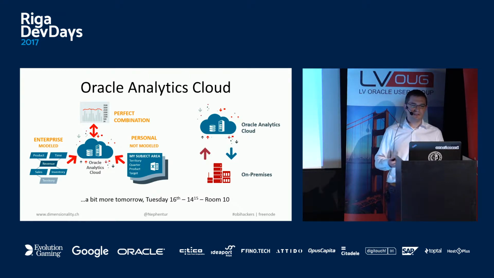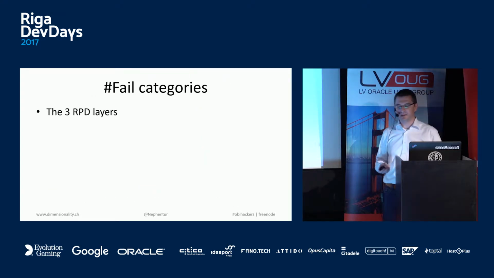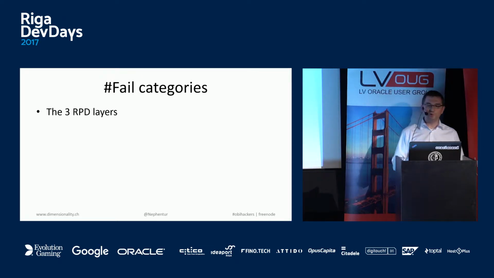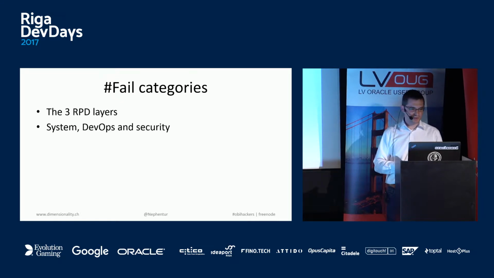Right, so let's look at the categories of fail that we're going to analyze. First of all, the 3 RPD layers. So the RPD is that metadata engine that I was talking about. So what can you do wrong, or what goes wrong in these 3 layers? Then some system, DevOps, and security stuff.